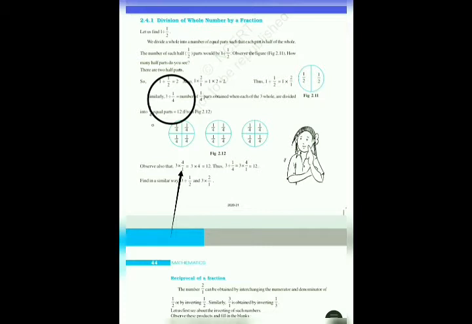So we take 3 divided by 1 by 4. Now we convert the division sign into a multiplication sign. So our numerator becomes the denominator and the denominator becomes the numerator. So 3 divided by 1 by 4 is equal to 3 multiplied by 4 by 1. So 3 4s are 12. So our answer becomes 12.